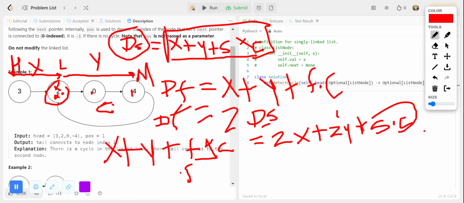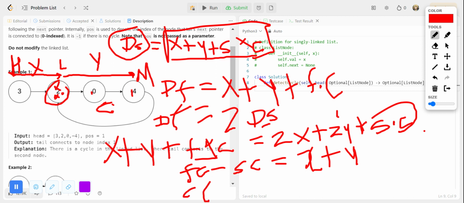Let's say fc minus sc, where c is the length of the circle, is going to be x plus y, right? We're going to have x plus one y. So we can take c in common. We have c in common here. We can just take the difference between f and s. The difference between f and s times c is going to be x plus y, the sum of x and y.